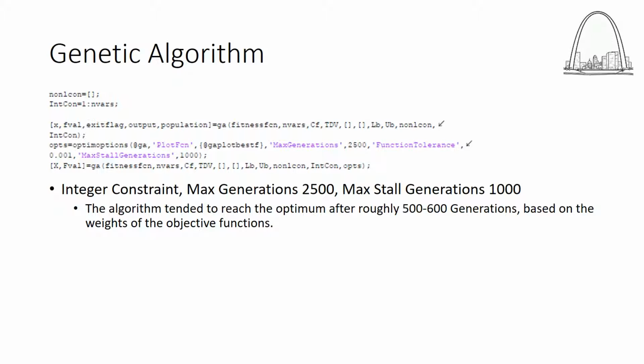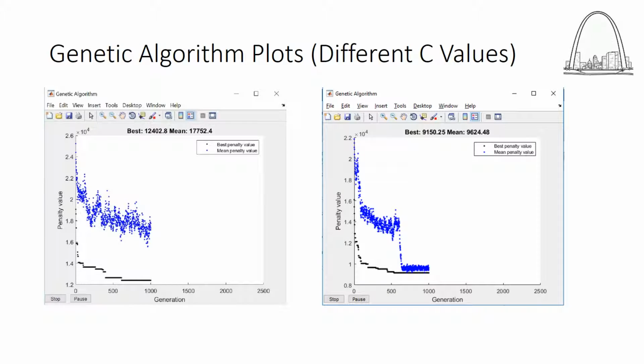The genetic algorithm essentially has the integer constraint, and then you want to set the max generations to 2500 with the max stall generations at 2000, because the algorithm tended to reach the optimum after roughly 500, 600 generations based on the weights of the objective function, where if you had a 1 for certain objective functions, you would generally get there in fewer generations. But generally 500, 600 was enough. And so here are some examples of different C values, and it shows them both reaching it around that 500, 600 mark, and then flattening out pretty well.